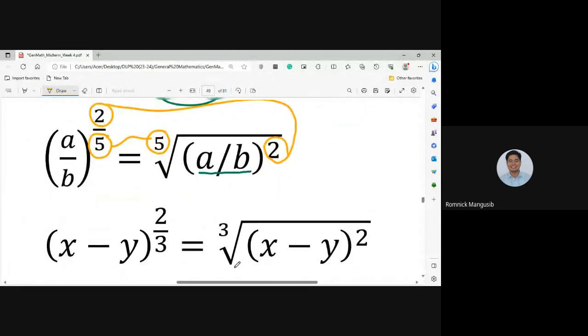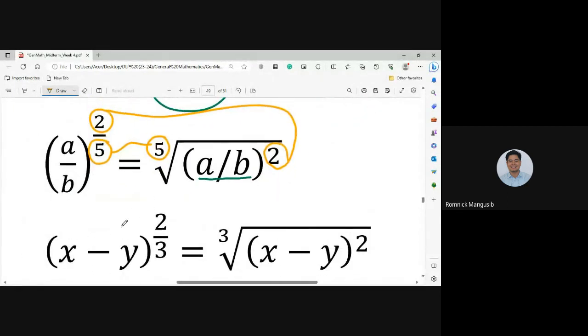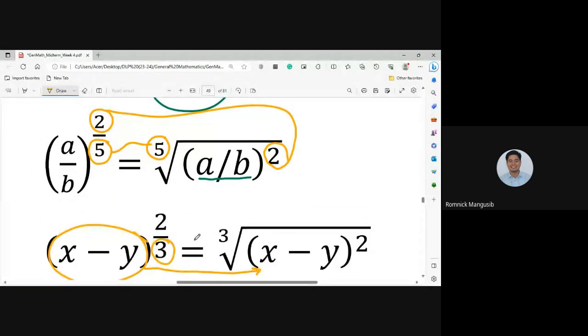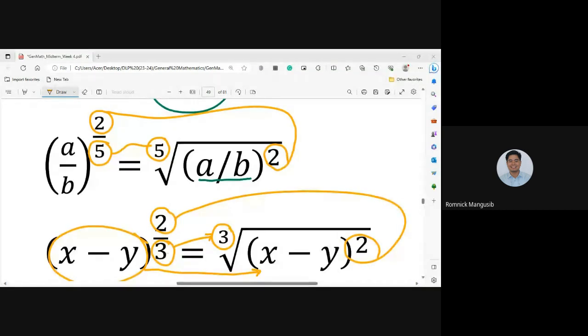What's next? So, here, yung buong base na ito, x minus y, ayun pa rin siya dito. And then, itong 3 na to, cube. So, ayan na siya, magiging index. And yung 2 na numerator becomes the exponent of the base x minus y.